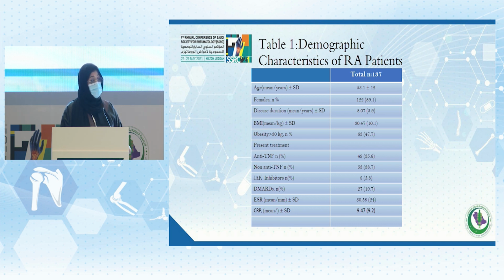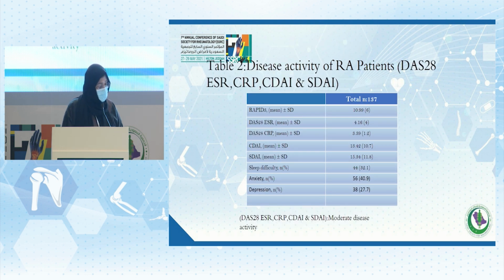Next, please. The disease activity of rheumatoid arthritis was seen, with the mean RAPID-3 as well as the DAS ESR, DAS CRP, CDAI, and SDAI all showing moderate disease activity. Sleep difficulties were seen in about 33%. Anxiety was seen in about 41%. Depression was self-reported by the patients in 28%.